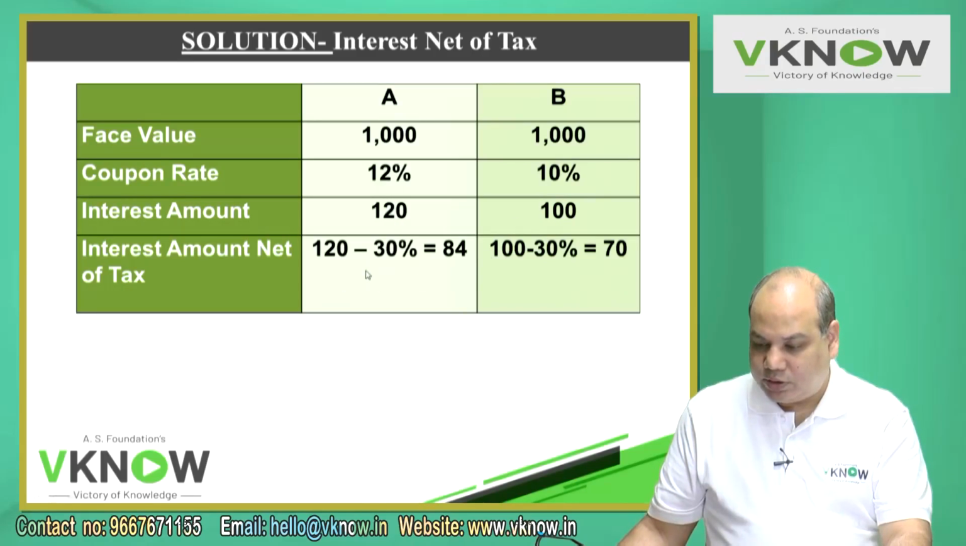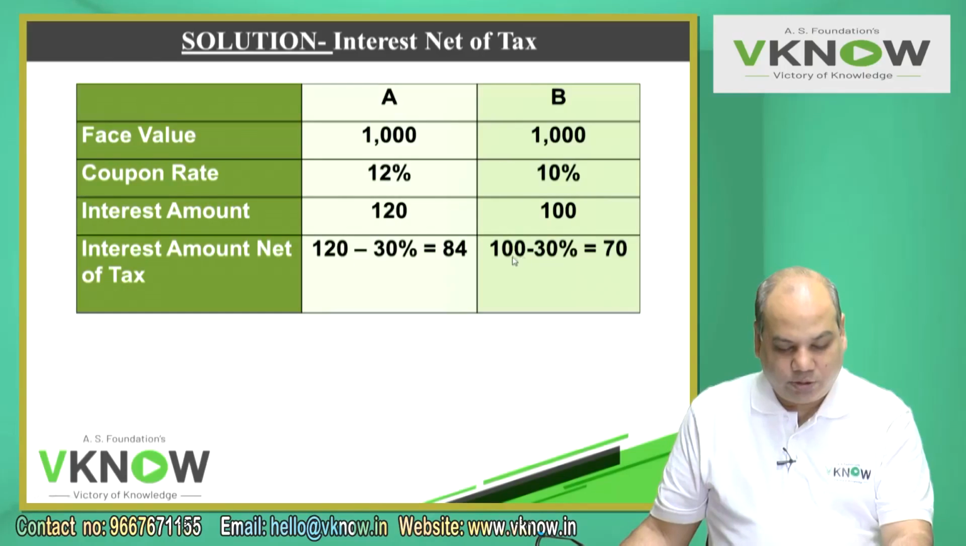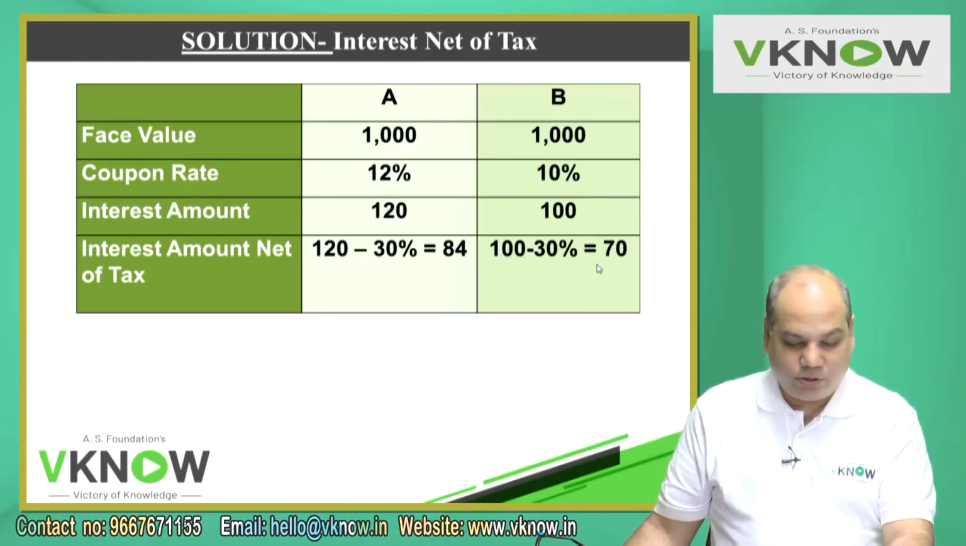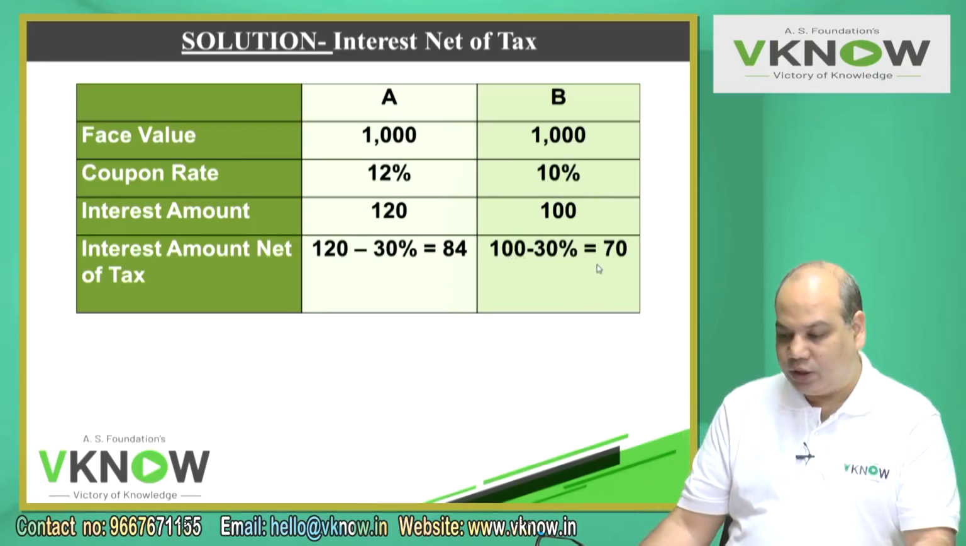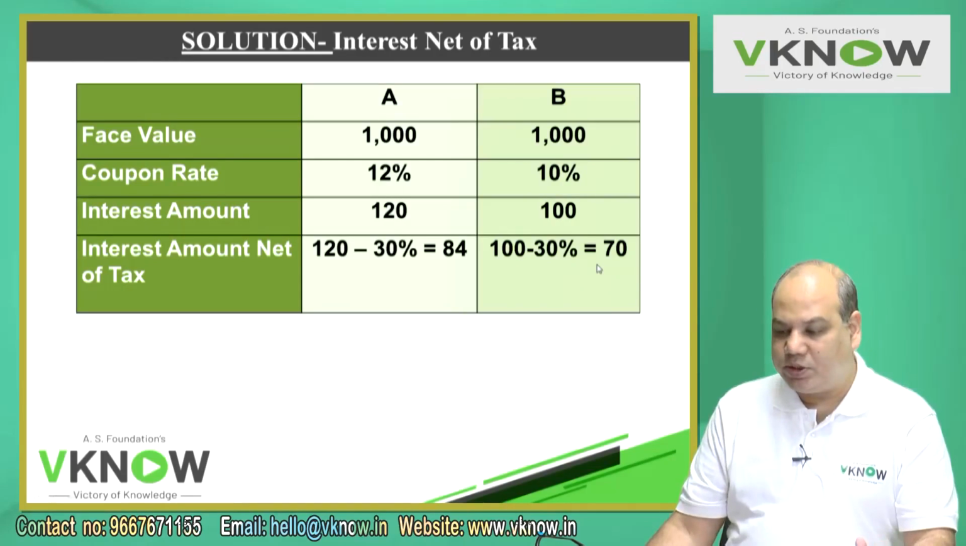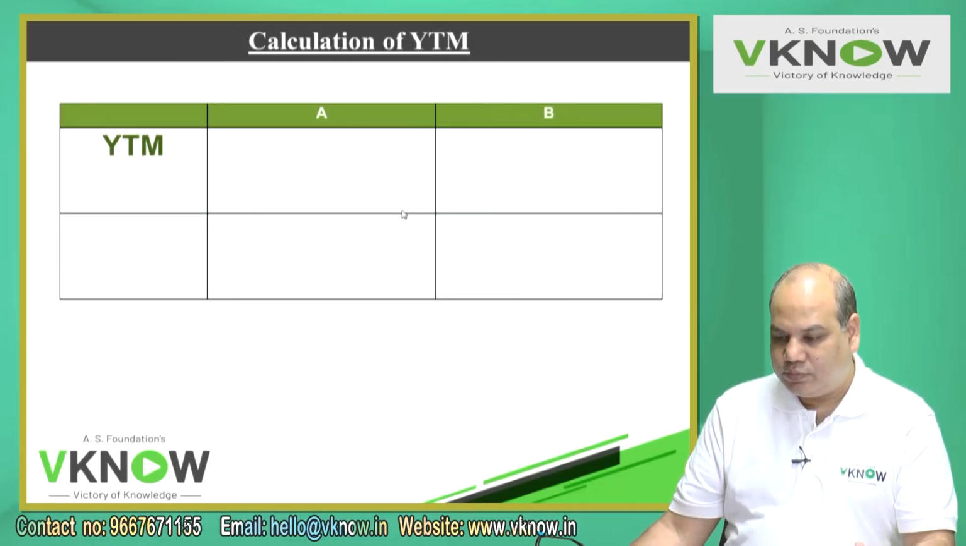Tax rate is 30%. So on 120 you pay 30%. You get 84 rupees net in your pocket. On 100 rupees you pay 30% tax. You get 70 rupees in your pocket. So interest net of tax will be 84 and 70. So once these basic working notes are ready, now you can solve YTM.